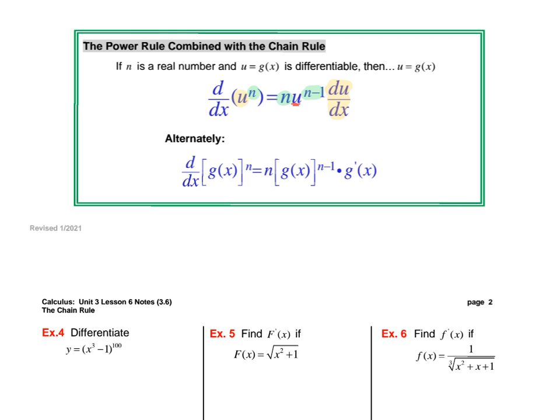So again, we have our outside function is going to go in front here, and we subtract by 1. And then we take the derivative of the inside function, and that's this g prime here, where g of x, that's my inside function, that's the part that stays the same. We do the power rule, subtract by 1, keep the inside the same, and then take the derivative of the inside.